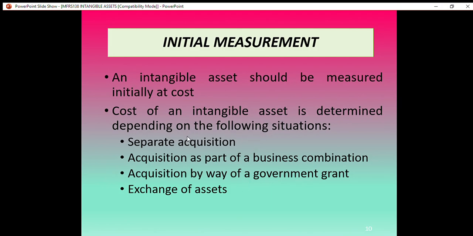First, separate acquisition. Second, acquisition as part of a business combination. Third, acquisition by way of a government grant. And fourth, exchange of assets. What is meant here is that the cost of an intangible asset is determined based on how the intangible asset was acquired, whether through separate acquisition, through business combination, by way of government grant, or through exchange of assets.